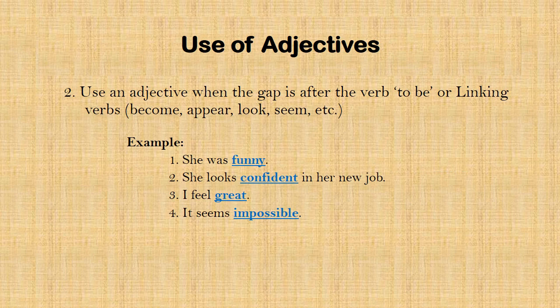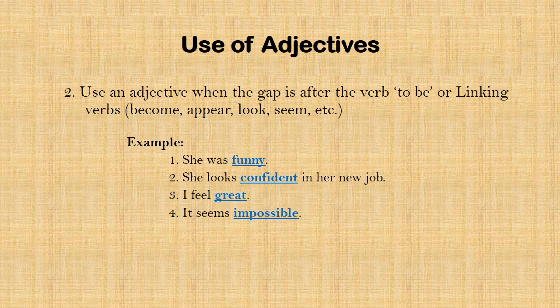After the verb to be, you may need to use an adjective. Am, are, is, was, were, etc. are the examples of to be verb. You may need to use an adjective after a linking verb. What is a linking verb? A linking verb is a verb that connects a subject with its predicate. Become, look, seem, etc. are the examples of linking verbs.